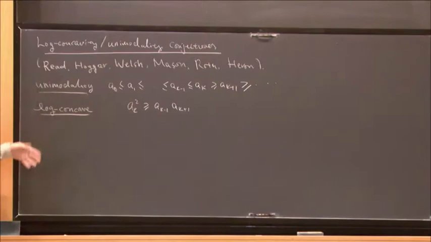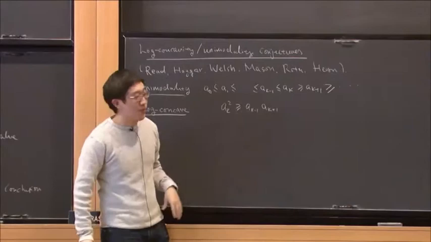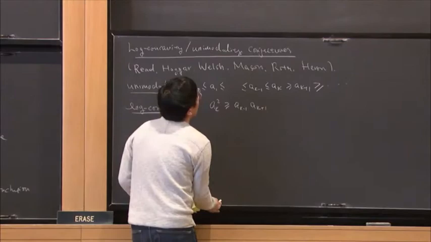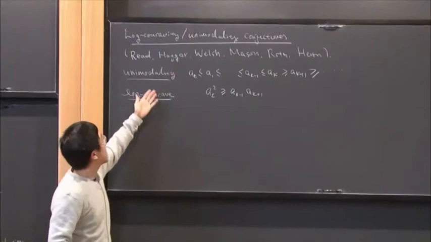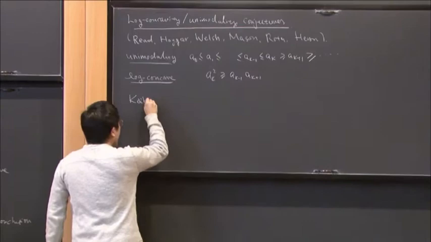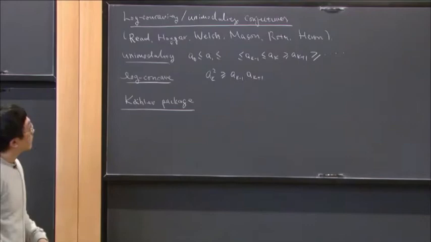So Reed conjectured that some sequence is unimodal, and Hogarth strengthened it to log-concave, and Welsh conjectured that a certain sequence is unimodal, and then Mason strengthened it to log-concave, etc. So it turns out that the correct generality to work on, and the correct statement that should be proved, is the second statement in these cases rather than the first one. So one very good source of examples of unimodal and log-concave sequences comes from the cohomology of a projective algebraic variety known as the Calabi-Yau manifold.